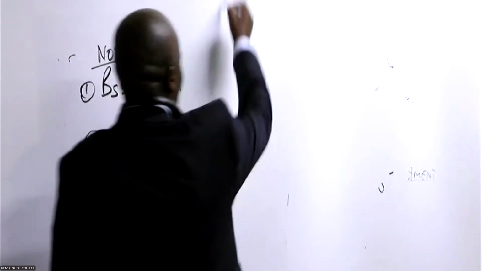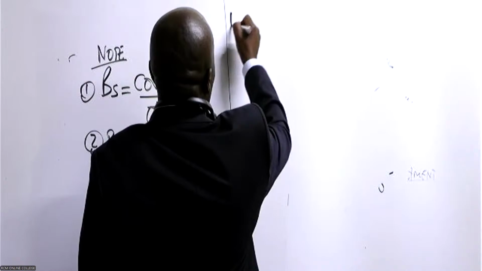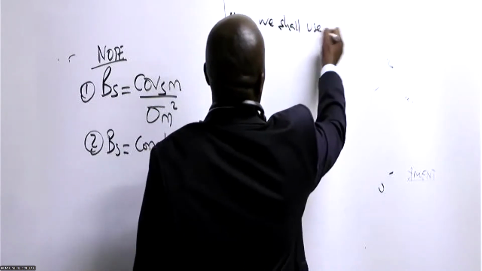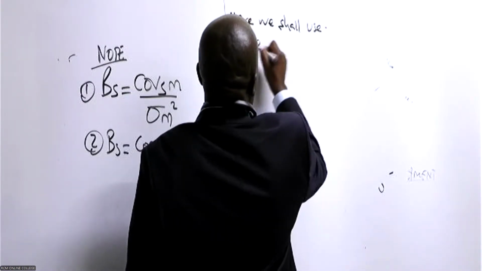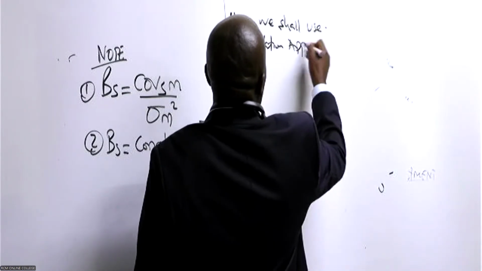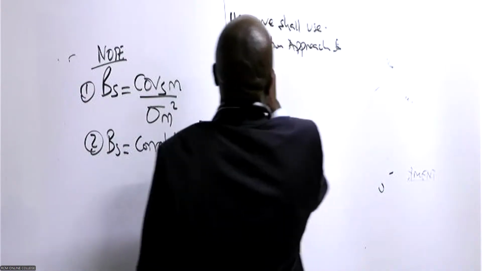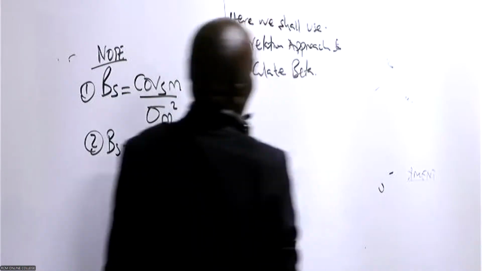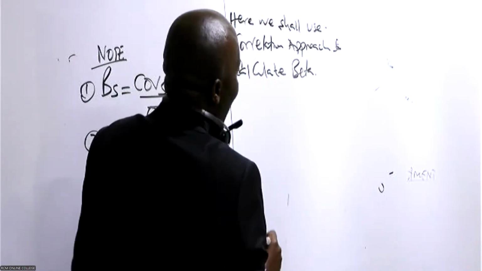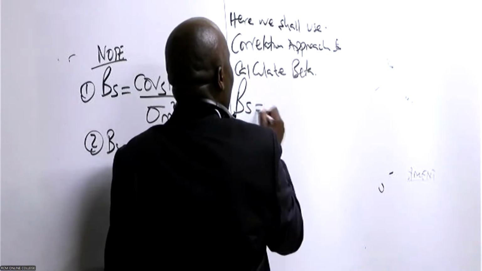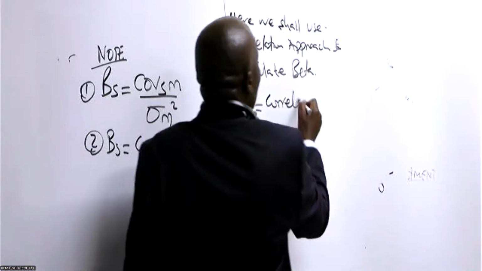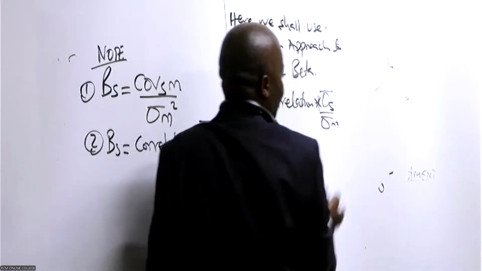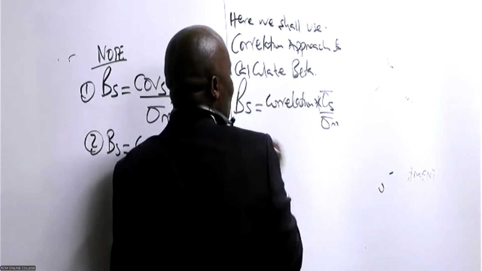So how will this look like? So here we shall use the correlation approach to calculate beta, because they've given us correlations. And if that is the case, then to get beta of the security, I'm taking the correlation provided and standard deviation of the security over the standard deviation of the market, ignoring the percentages. So we start with P.